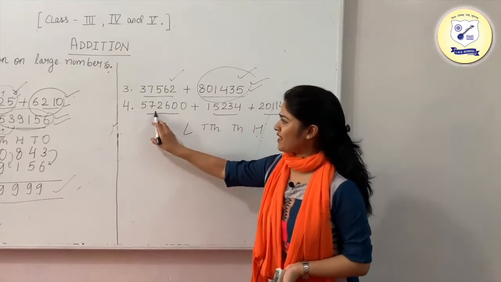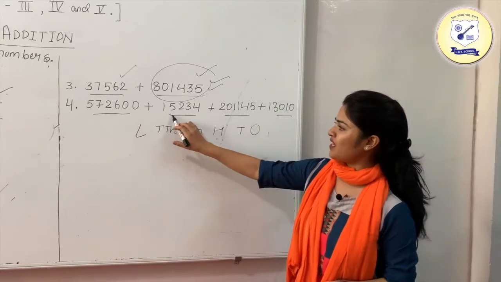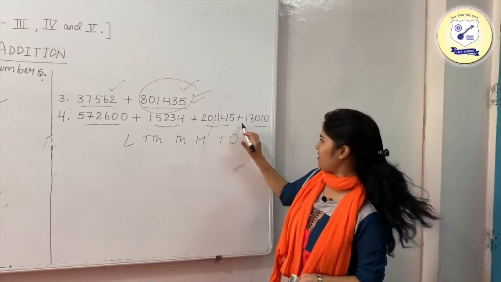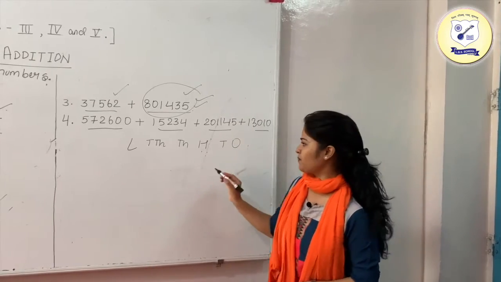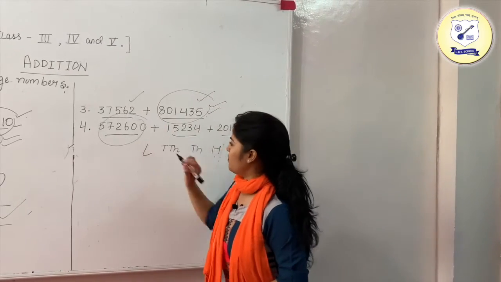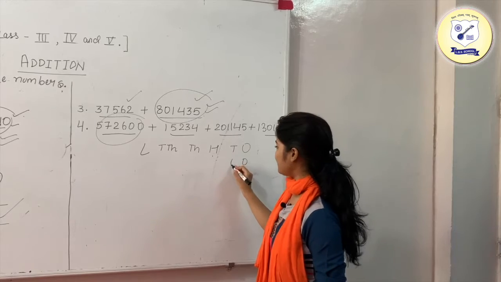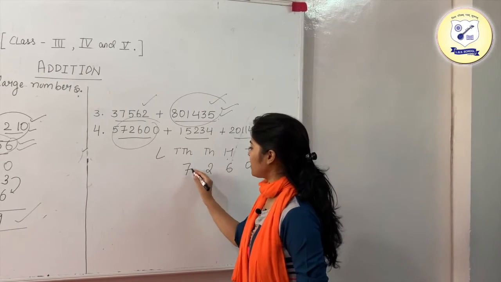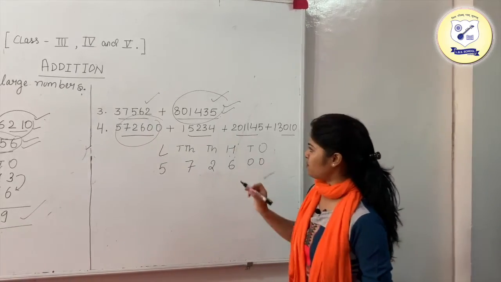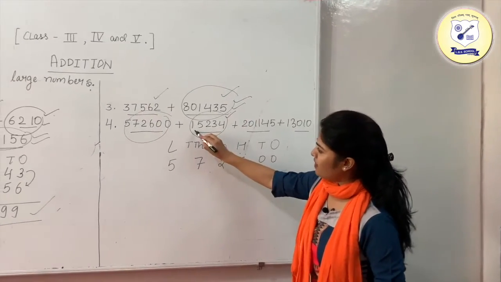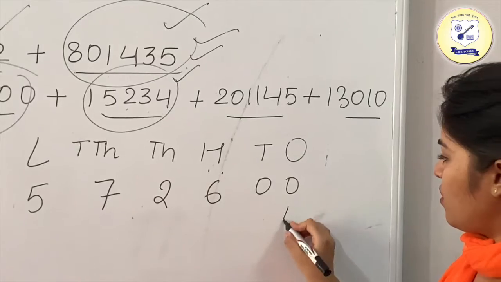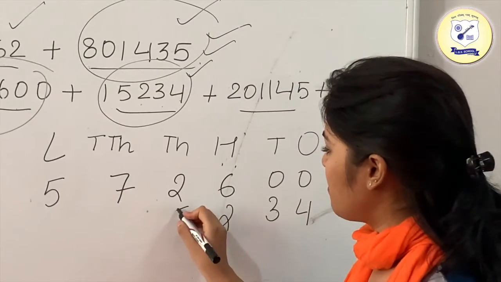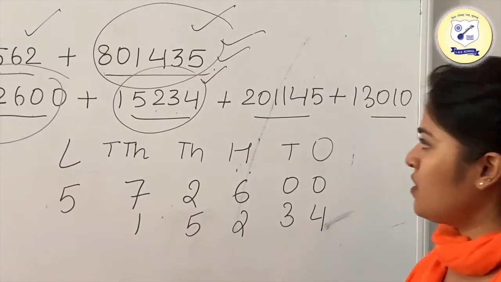So this is 5,72,600, this is 15,234, 2,01,145, and this is your 13,010. So just arrange them. We are having 0 on ones place, again 0 on tens place, 6 on hundreds place, 2 on thousands place, 7 on 10,000s place, and 5 on lakhs place. Now our second number is 15,234. 4 is on ones place, 3 is on tens place, 2 is on hundreds place, 5 is on thousands place, and 1 is on 10,000s place.